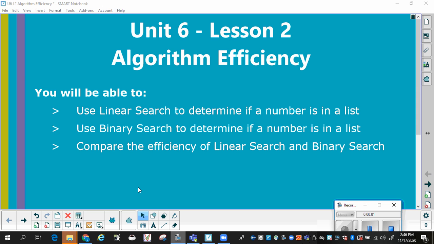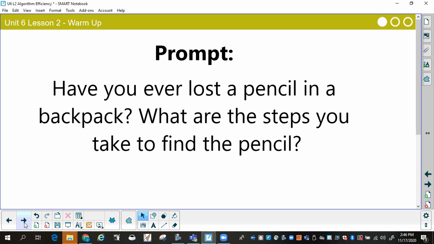Unit 6, Lesson 2, Algorithm Efficiency. To conclude this lesson, you will be able to use linear search to determine if a number is in a list, use binary search to determine if a number is in a list, and compare the efficiency of linear search and binary search. First, have you ever lost a pencil in a backpack?